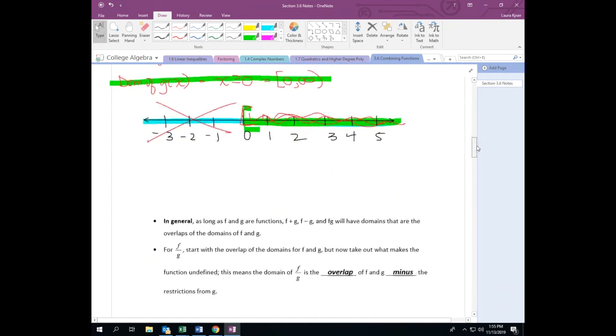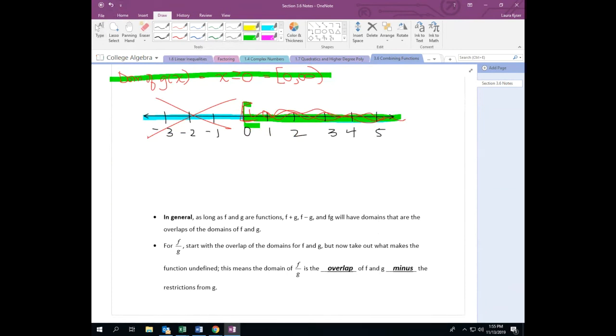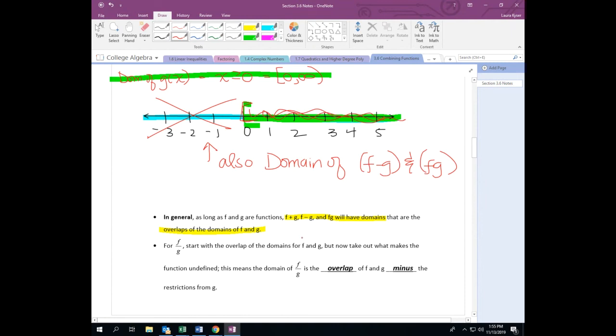Another important side note, when we are dealing with these functions, as long as they are functions, which they are, f plus g, f minus g, and f times g will all have the same domain. So we found the domain of f plus g. This is also the domain of f minus g and f times g. So all three of these things would have the same domain. If you find one, you've got all three.